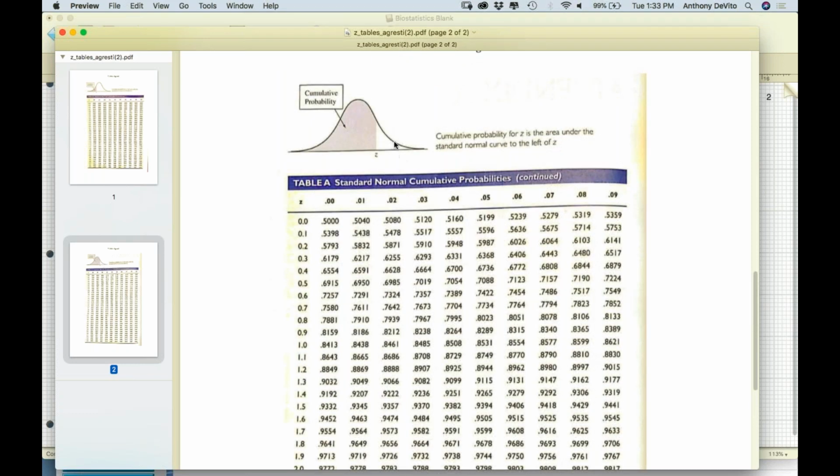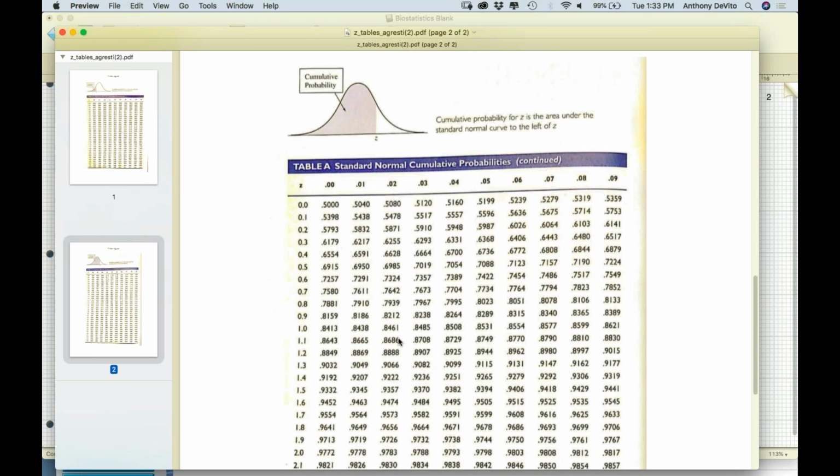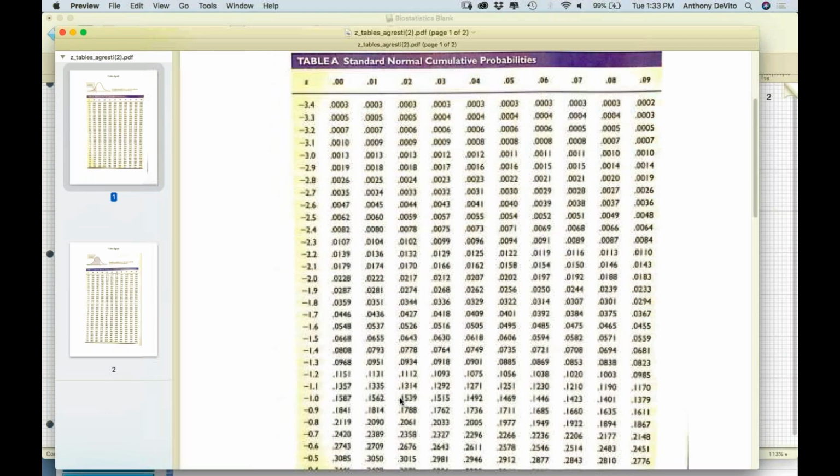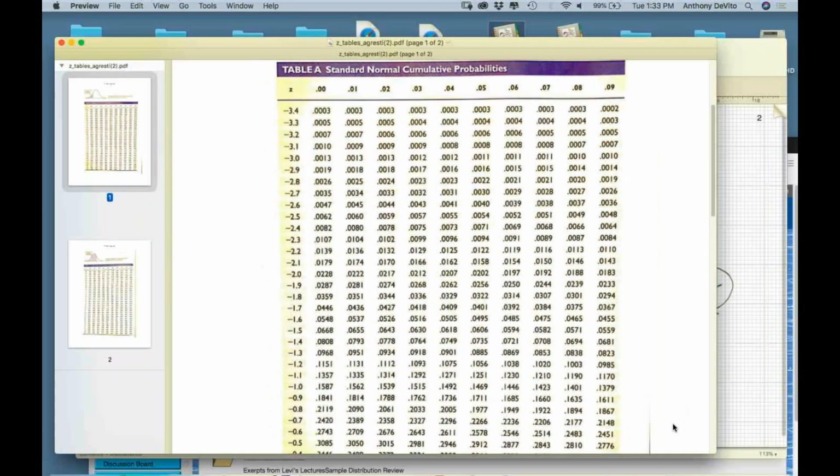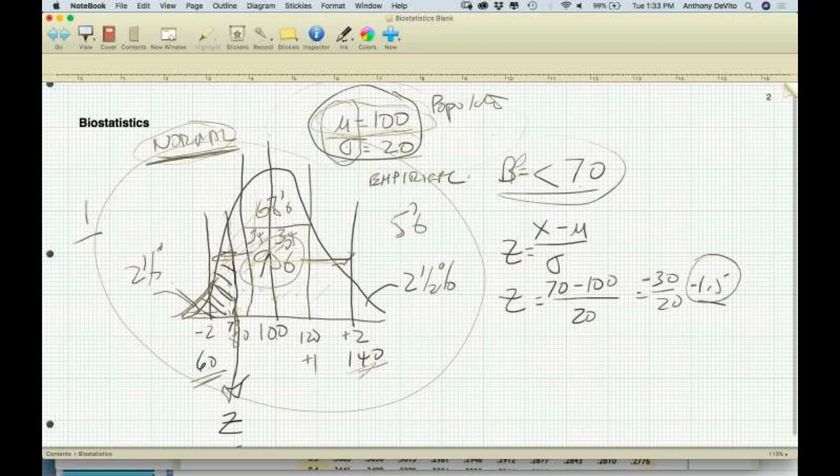And this table always gives you the area from your z-score to the left, the area below that value, right? So in our case, we're happy with our z-score, which turned out to be 0.0668. So I'm going to go back to our drawing. So this area is 0.0668, right? A little less than 7%.